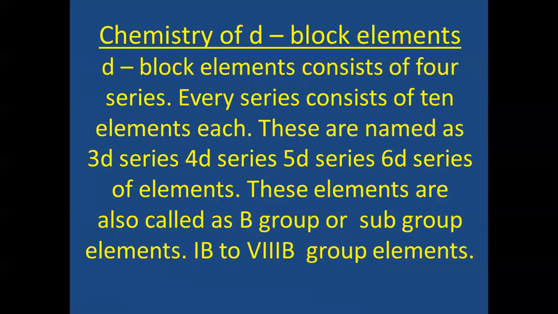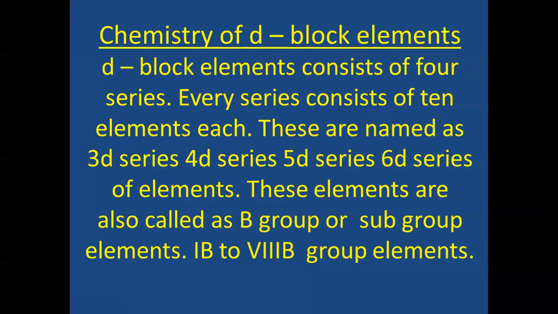What is the penultimate shell? The orbit, energy level or energy shell just before the last or outermost orbit is called the penultimate shell. So the last and penultimate shells are both incompletely filled here. Only in one group of elements like zinc, silver and cadmium, the n minus 1 sublevel is completely filled.